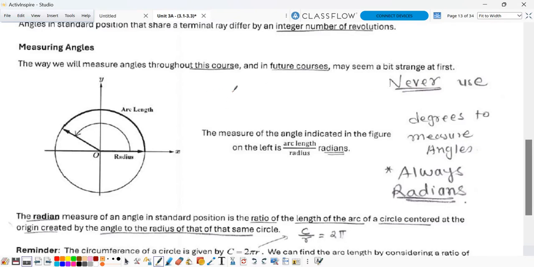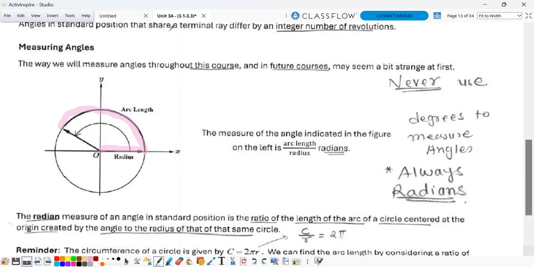In class, I already explained why we don't use degrees, because degrees are not real numbers. A radian is a real number. And because of the domain and range issues, we do not use degrees. We always use radians. So what is 1 radian? 1 radian is the ratio of the arc length divided by the radius. A radian is a ratio. Ratios do not have any units, which means we measure the angles without units.